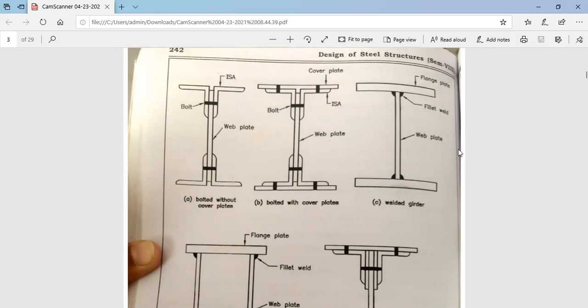In case of larger spans and heavy loads, we have the second figure, which is bolted with cover plates. It is used where the bending moments are very large. As the bending moment is resisted by the flanges only, the flange area can be increased by providing additional cover plates as shown in the figure. Now moving forward to the third figure, it shows the most commonly used type of welded plate girder. In this case, flange angles are not required, and instead of using a number of cover plates, a thick plate is used as the flange.